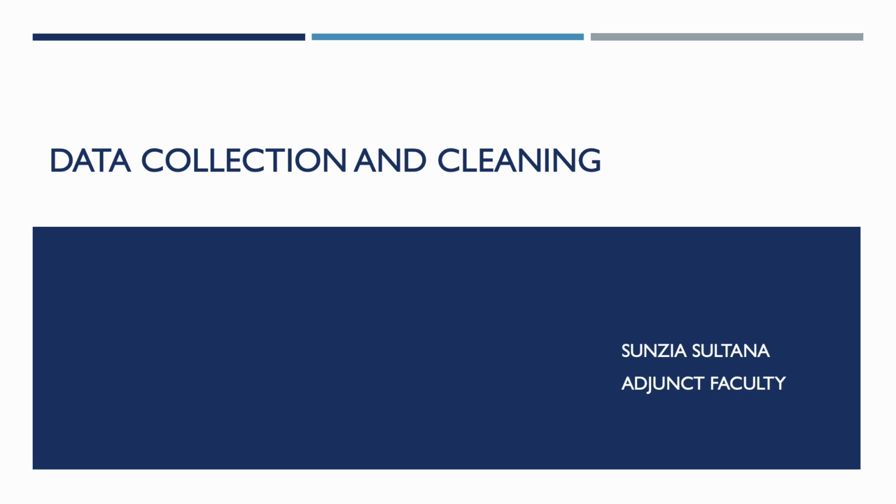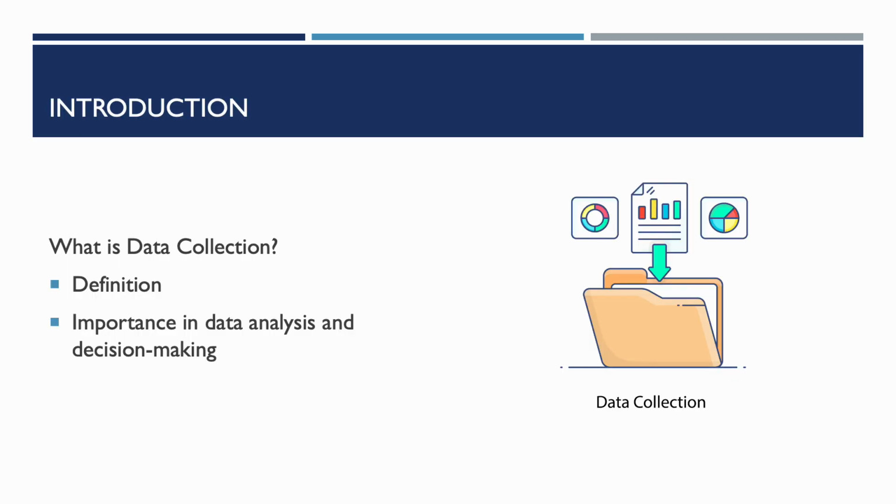These are foundational steps in any data analysis process and are crucial for ensuring that the insights we derive are accurate and meaningful. First one is data collection, which involves gathering information from various sources such as surveys, databases, or sensors. The quality of our data depends on how well we design and implement our data collection methods.